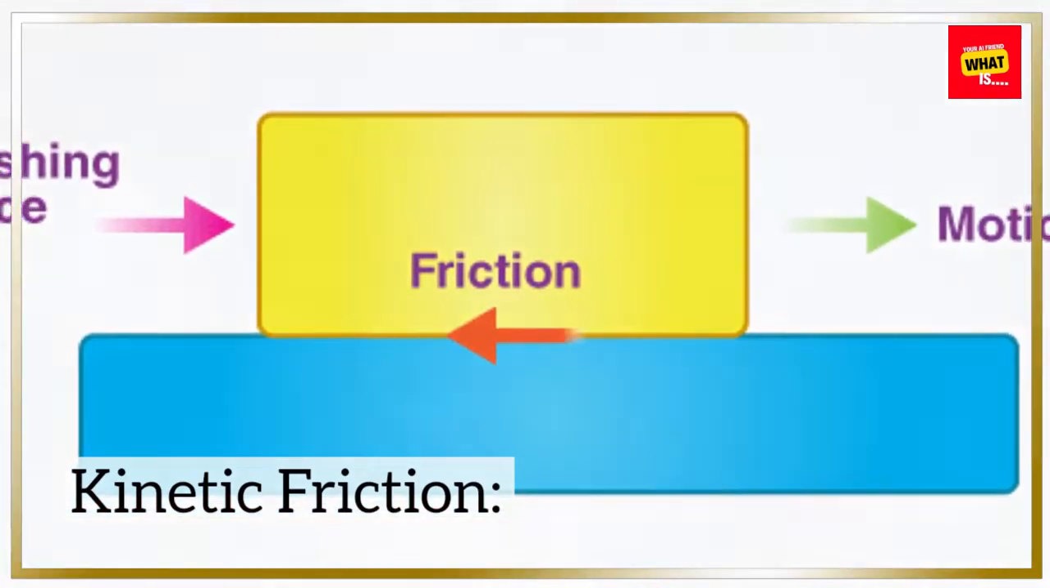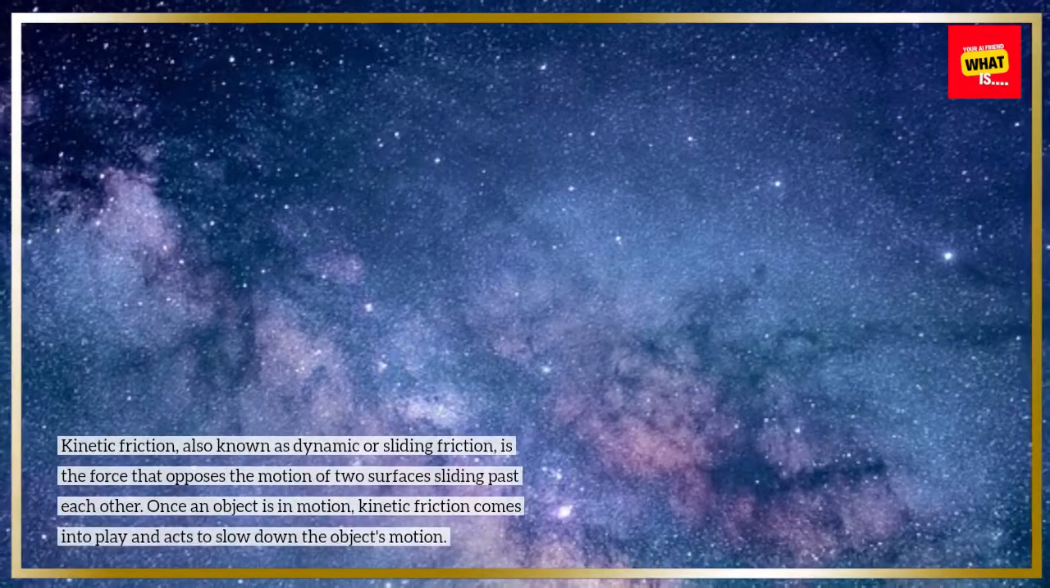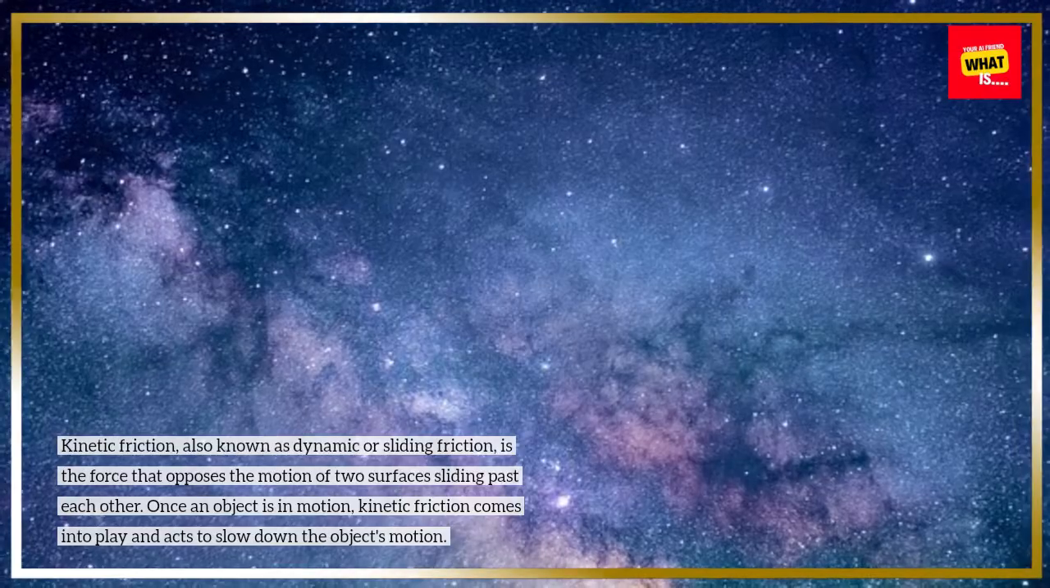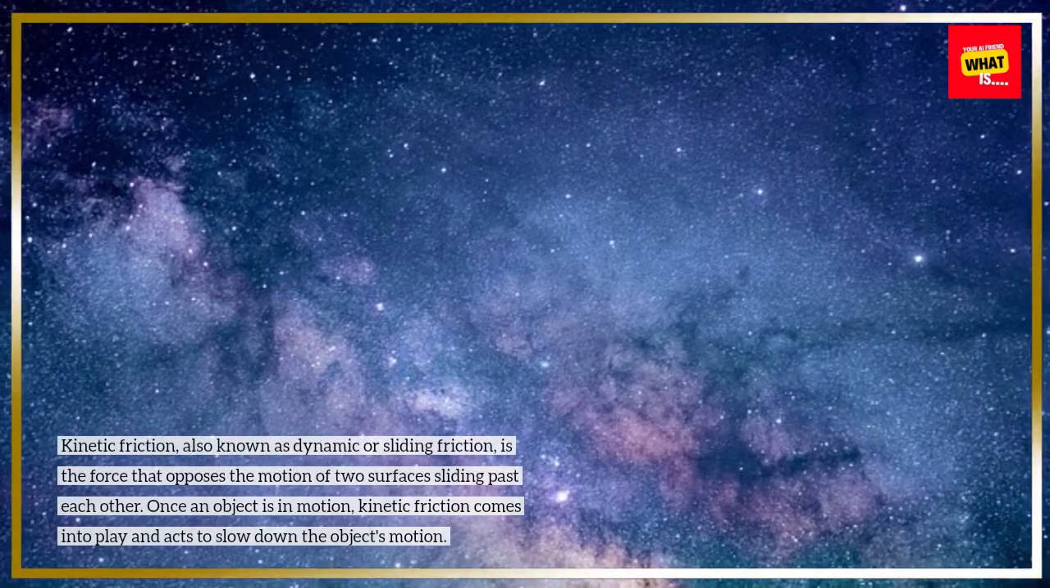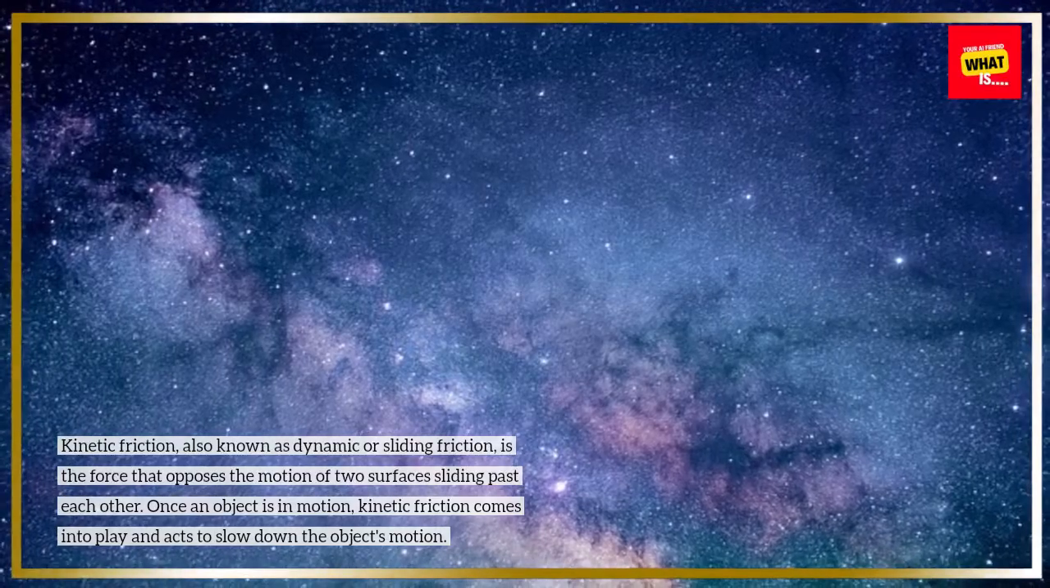Kinetic friction. Kinetic friction, also known as dynamic or sliding friction, is the force that opposes the motion of two surfaces sliding past each other. Once an object is in motion, kinetic friction comes into play and acts to slow down the object's motion.